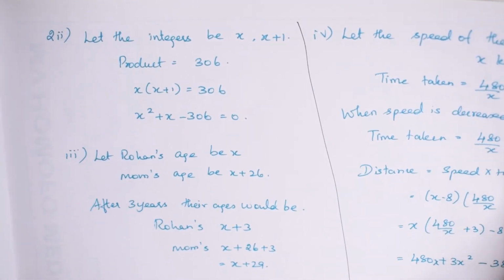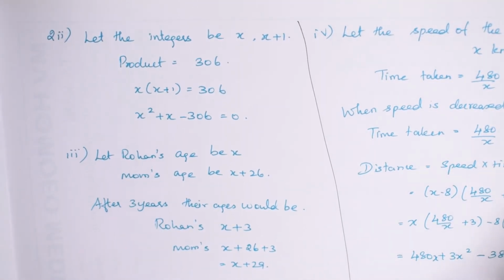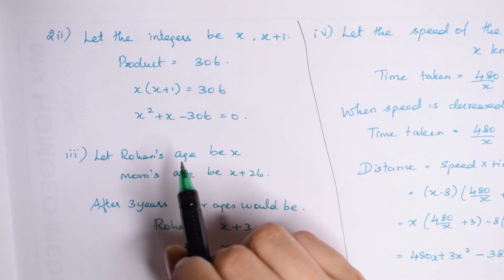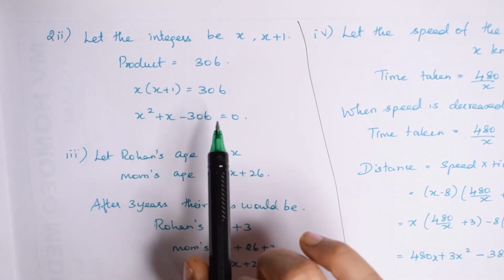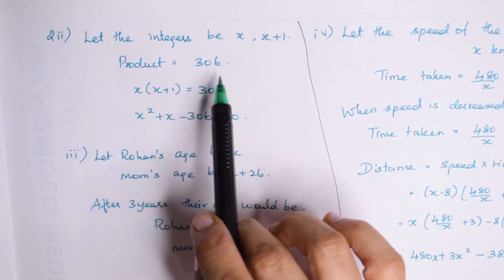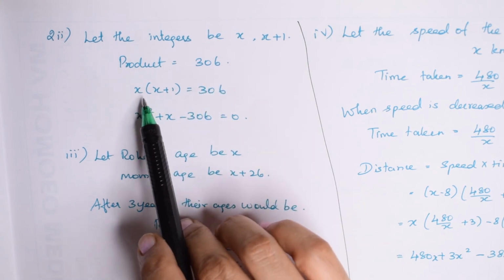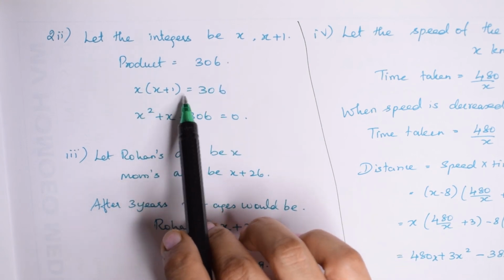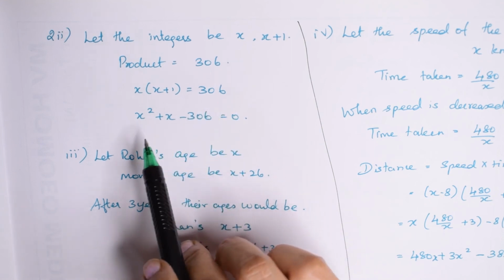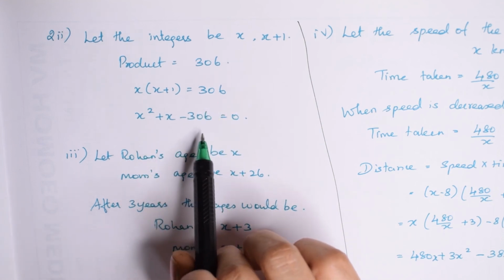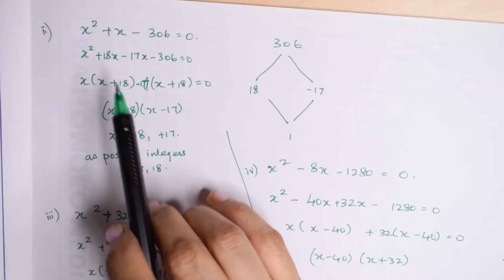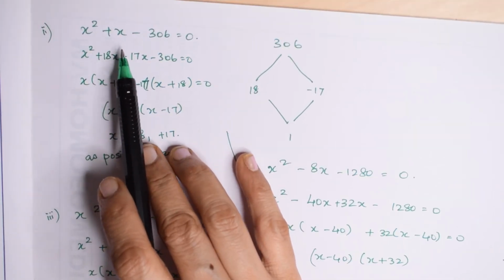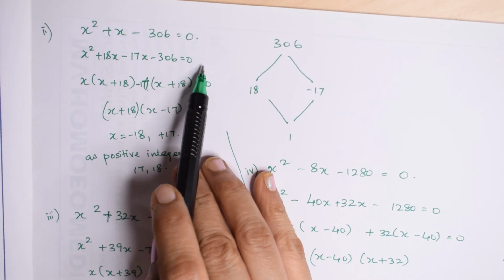The next sum: the product of two consecutive integers. We don't know what the numbers are, so I am considering them as x and x plus 1. The product of the two numbers is 306. So I am multiplying x into x plus 1 is equal to 306. This gives x square plus x minus 306 is equal to 0.